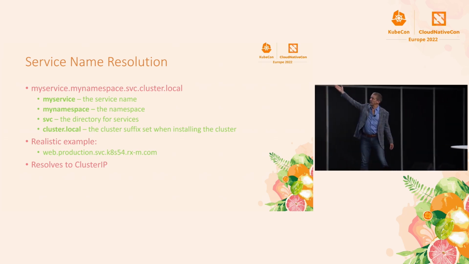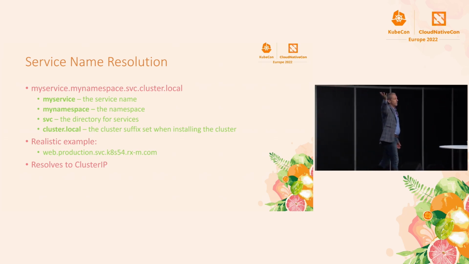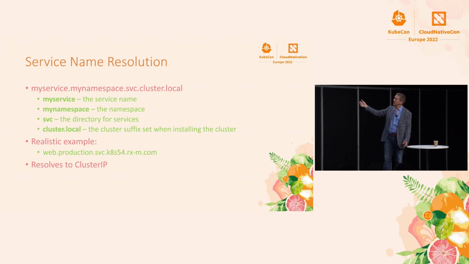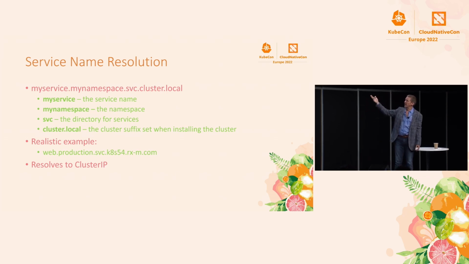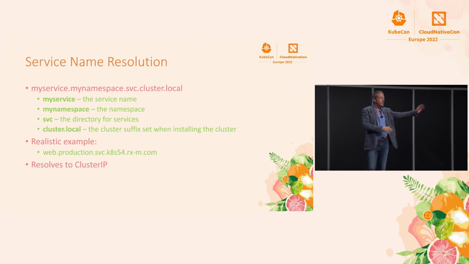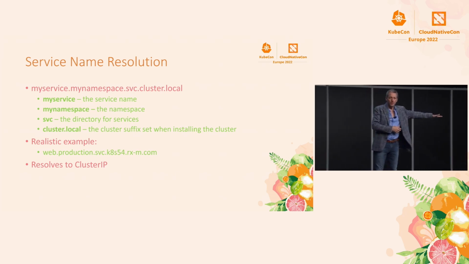So an example of a realistic production DNS name for a service in Kubernetes might be web, if your service is called web, production, if your namespace is called production, .svc, and then kates54.rx-m.com if that's the suffix you gave that cluster. And so you can see with this kind of a unique name, I could actually reach a service in a completely different cluster.